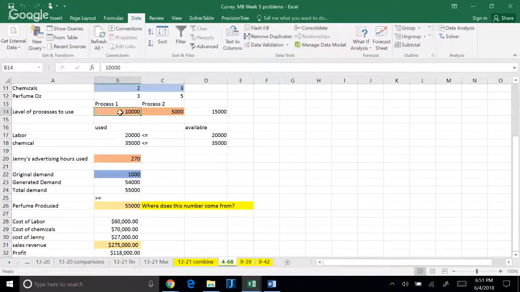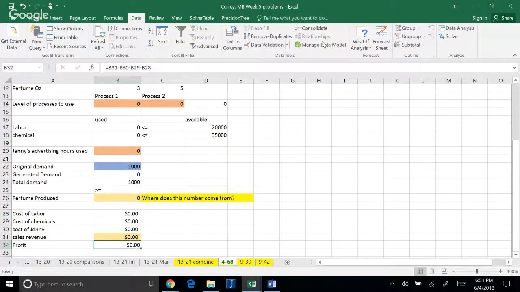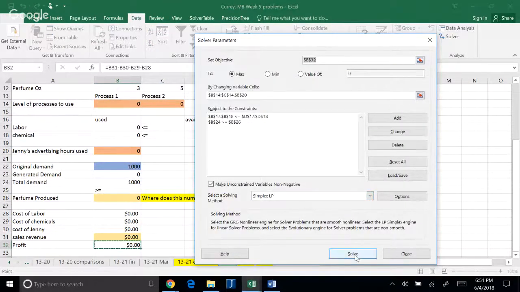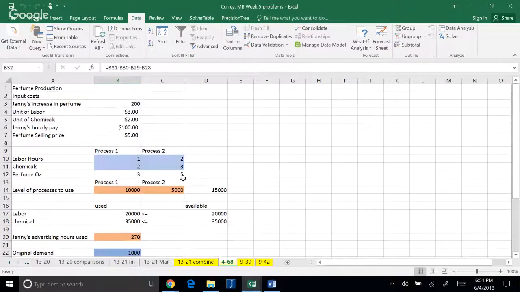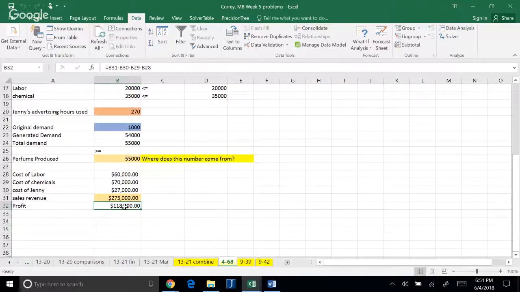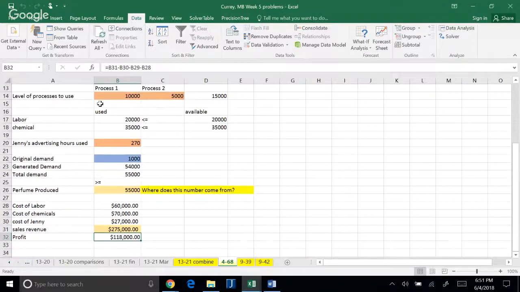I'm going to zero these out because it looks like that did it. So let me go ahead and zero all of these out and see if it comes up with the same result again. Yeah, there we go. Okay, so this problem now looks correct to me. So there were two issues. First of all, the amount of perfume produced comes from the sumproduct of the processes used and the ounces produced by that product. And then that the objective cell needed to be B32, not B17. This is a constraint cell, not an objective cell.